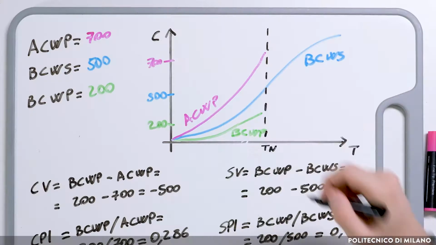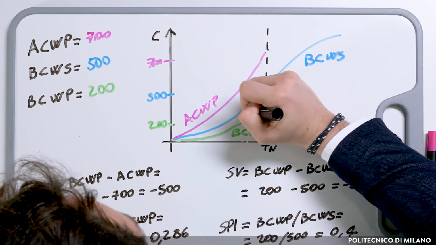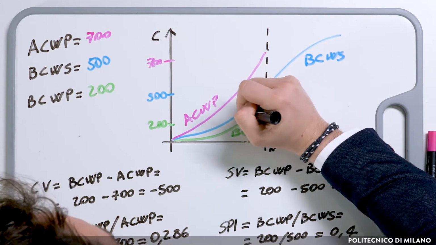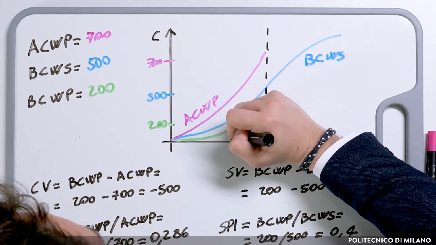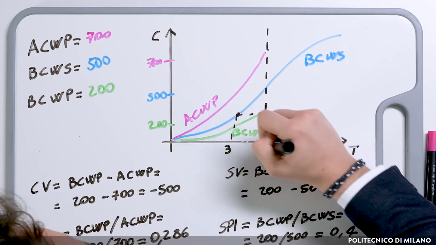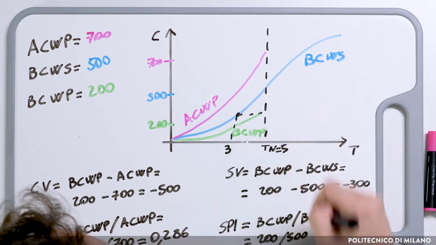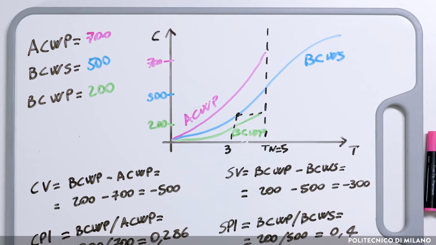Normally, we just consider the point of the BCWP and we draw a horizontal line. Either to the left or to the right, we will meet the BCWS, and we call it earned schedule. In our example, we may have that the earned schedule equals 3, and with a time now of 5, we are late of 2 periods.